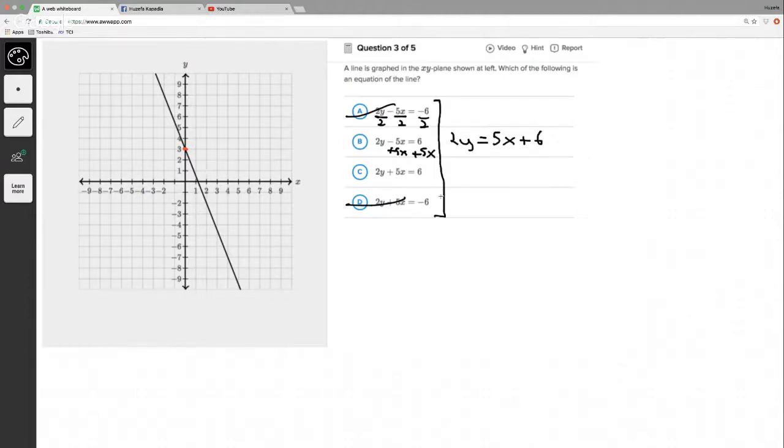And we want a negative slope. This one's going to be gone, right? Even if we divide by 2, 5 halves, this becomes 6 over 2, which is 3. It's going to be a positive slope. It's not what we're looking for.